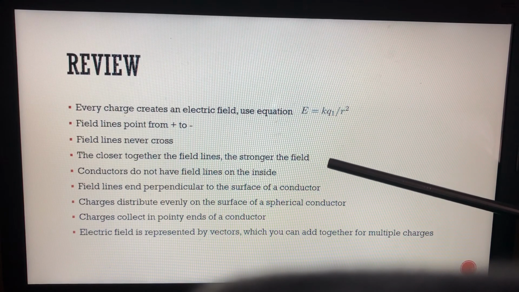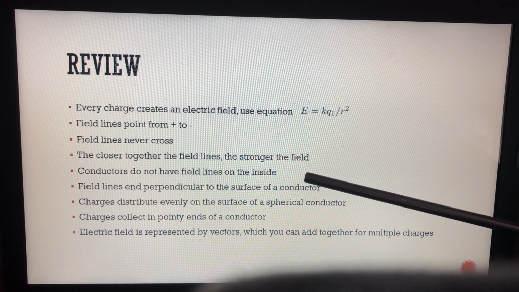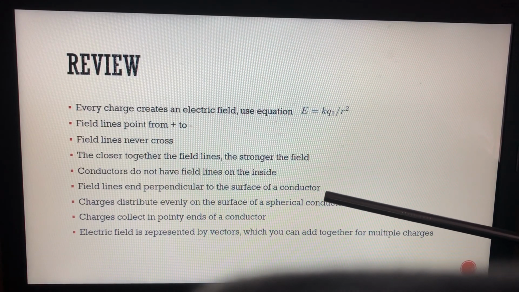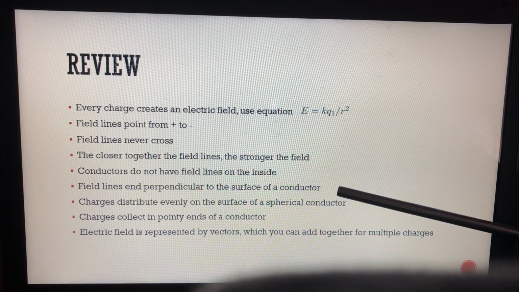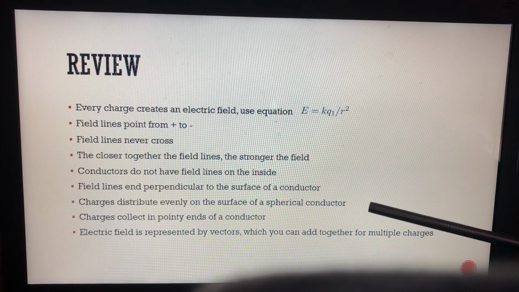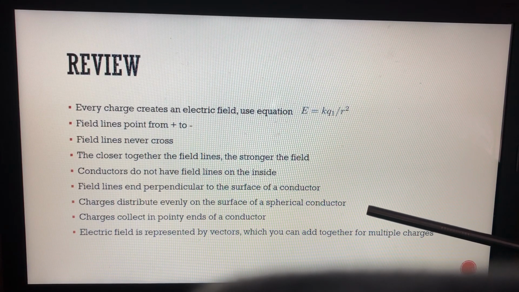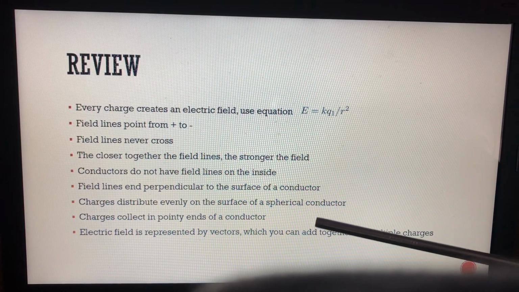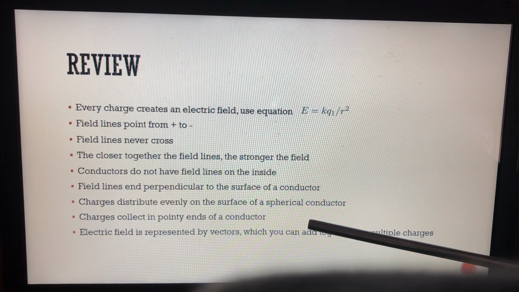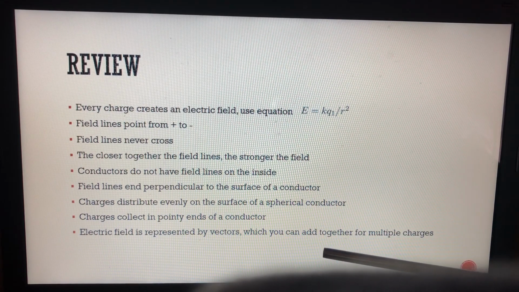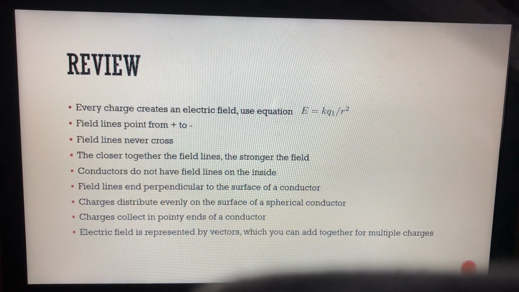The closer together the field lines are, the stronger the field. Conductors do not have field lines inside them, and field lines end perpendicular to the surface of a conductor. Charges distribute evenly on the surface of a spherical conductor and collect in pointy ends of conductors that aren't spherical. Electric fields are represented by vectors, which you can add together for multiple charges.